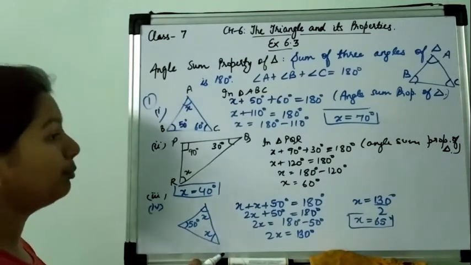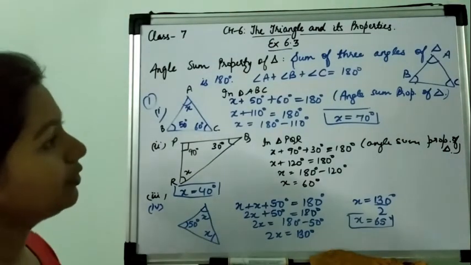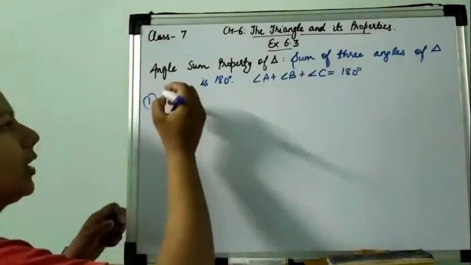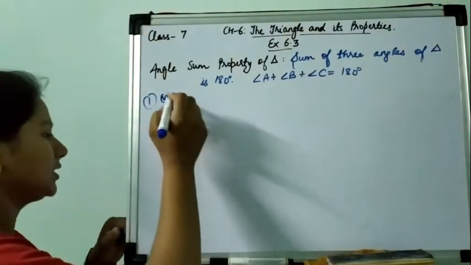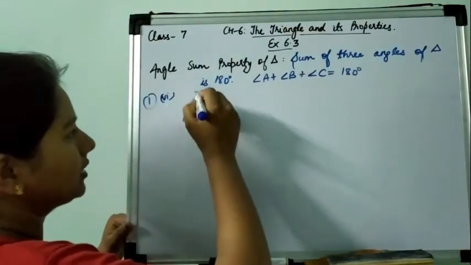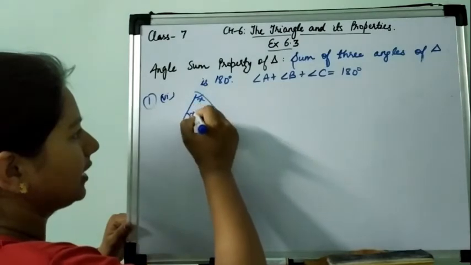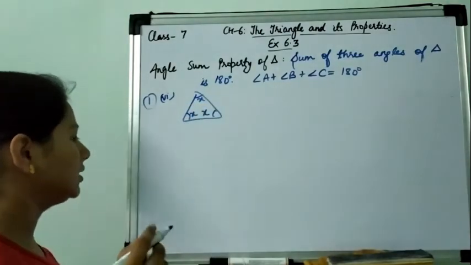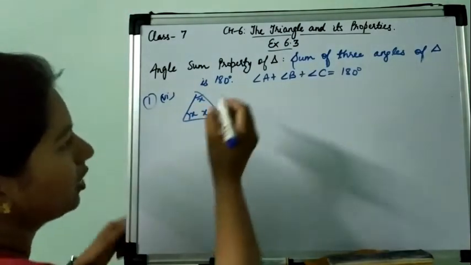Similarly, when you will do the fifth part. In fifth part, let's see. After fifth part, we will move to sixth part. In sixth part, the triangle is like this, and x. Like all the three angles of triangles are x. So what we will do?